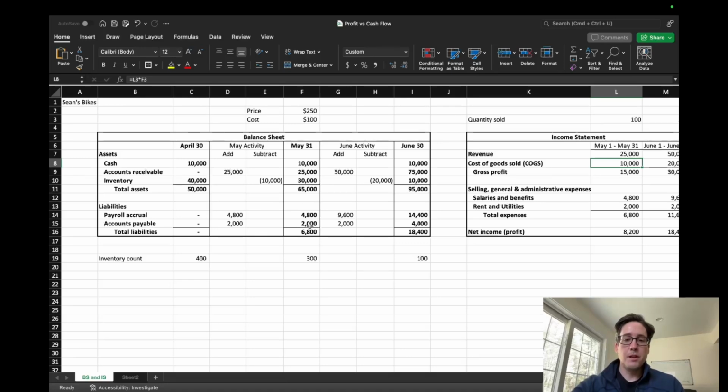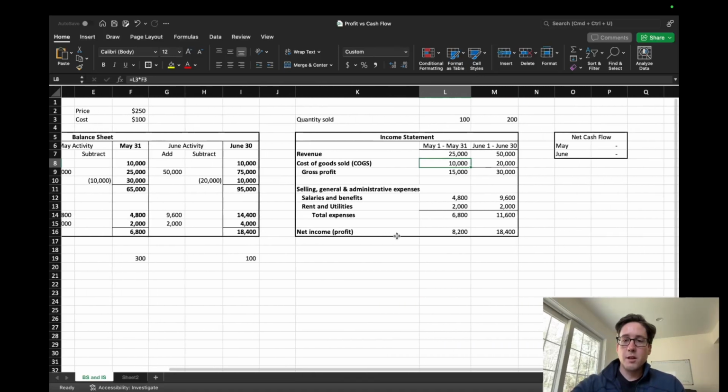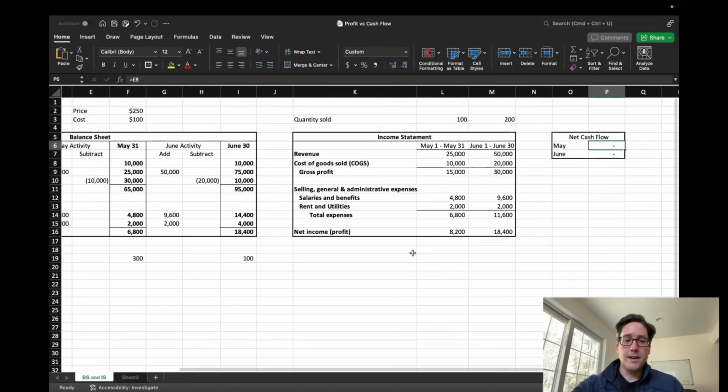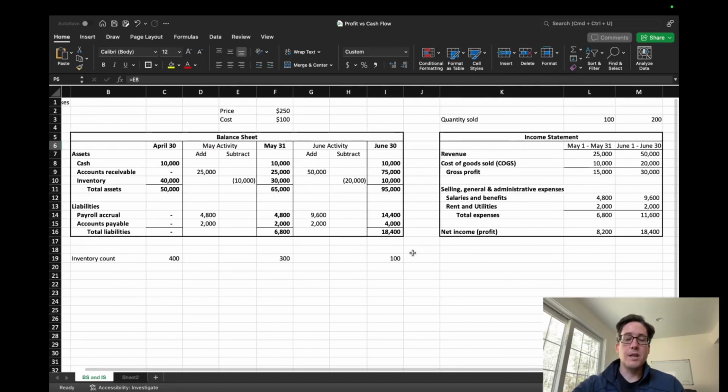Accounts payable is bills to vendors, and my only vendor in this case is my landlord for $2,000. I haven't paid them yet. So guess what? My net cash flow for May, $0. I did not pay any cash to anybody, and I did not receive any cash from anybody.